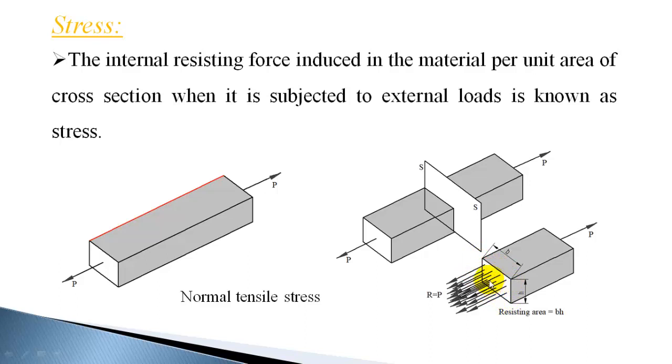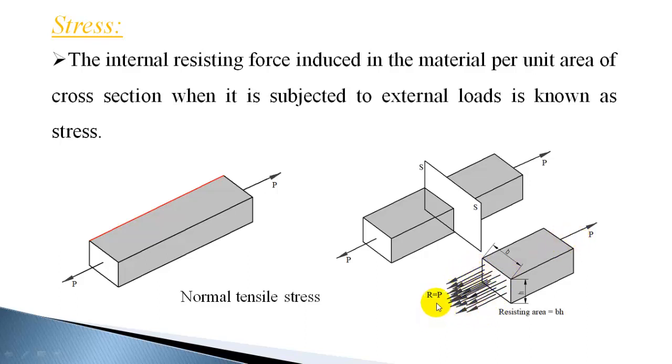It is not a point load, it is distributed over the entire cross section. And when equilibrium exists, this external load and resistance are equal. So I have written that internal resistance is equal to P. So in total, the internal resisting force will be equal to the external load.